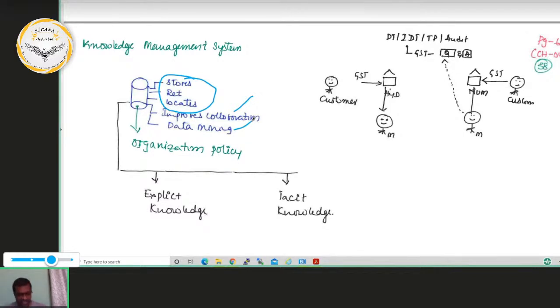Data is nothing but raw facts, which is called data. What do you mean by information? Information is nothing but processed data, which is called information. So what do you mean by knowledge? Knowledge is nothing but experience, which is called knowledge.